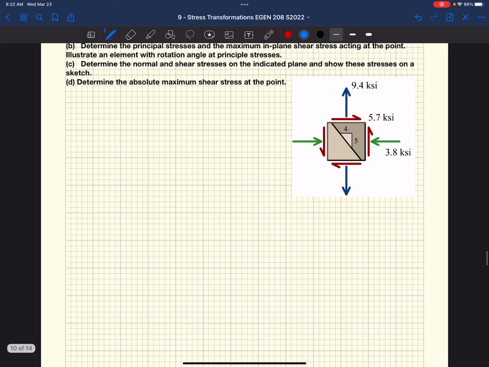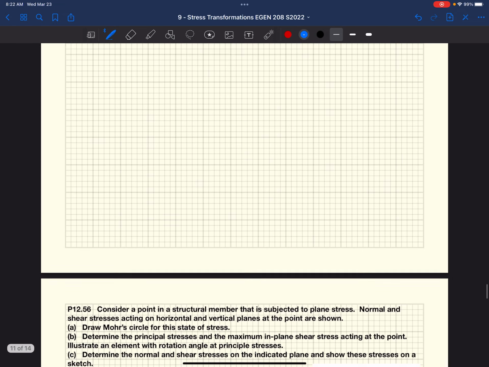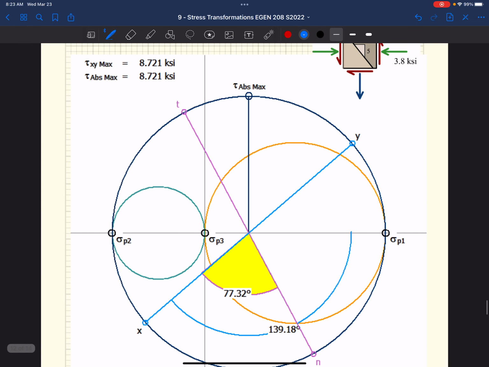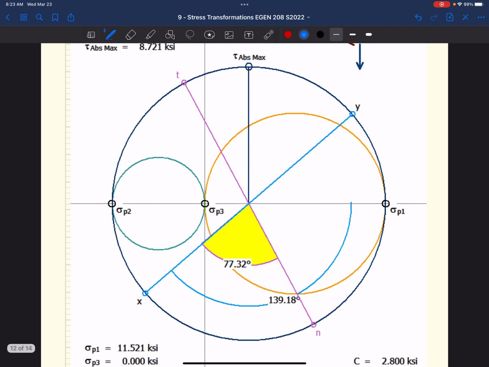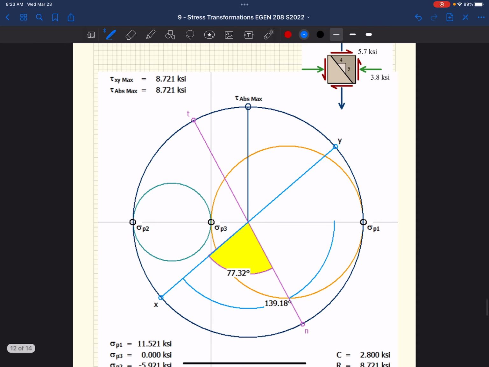Well, we got to draw a Mohr circle. I made it real easy for you guys. Boom, we drew the Mohr circle. It should be 3 pages ahead, okay? You're welcome. Don't say I never gave you anything. You have this in your notes, right? Easy enough? Okay, sweet.